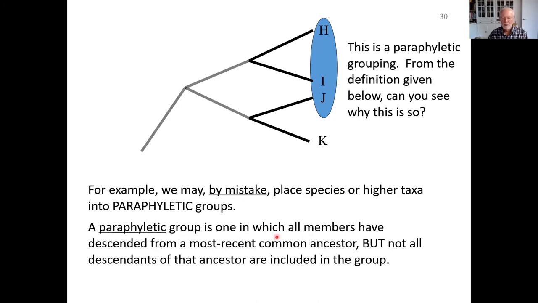A paraphyletic group is one in which all the members have descended from a most recent common ancestor. So here we have a paraphyletic group, H, I, and J. They have all descended from this most recent common ancestor, but not all the descendants of that ancestor are included in the group. Species K has been omitted by mistake. So we may propose that all of these are one family and that K belongs to another family. That would be a mistake because we have misinterpreted the structure of species K when we have compared it with these ones. Such a grouping is called paraphyletic. And this is very common in classification systems.